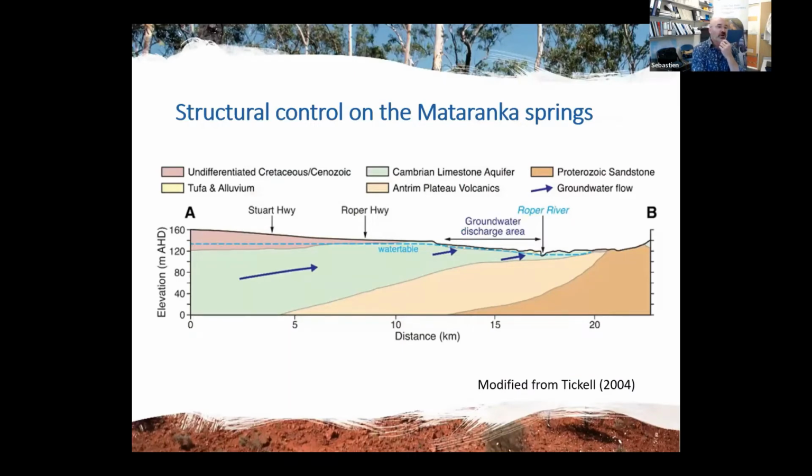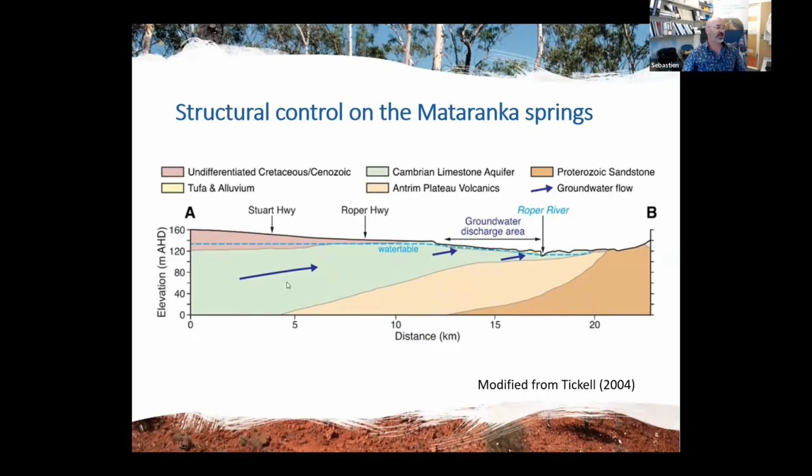This is a cross-section of the geology in the vicinity of Mataranka. A would be in the south and B north. And it's just to show that as for these large groundwater discharge zones associated with large regional aquifers, they do not happen in a landscape by accident. They're usually associated with some form of structural control. I'll explain briefly what that means.